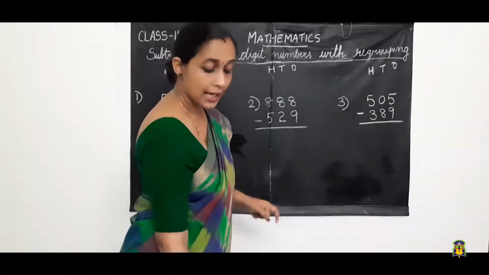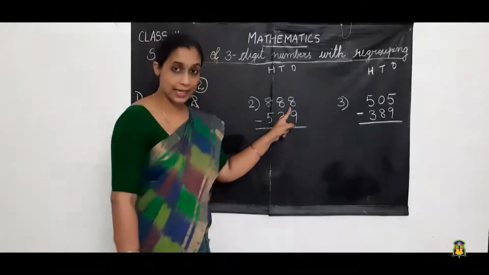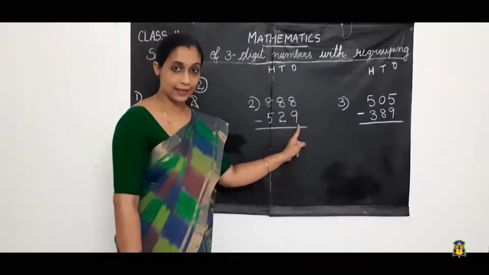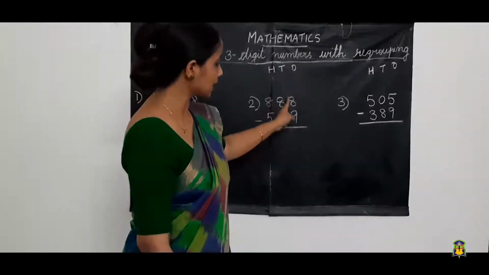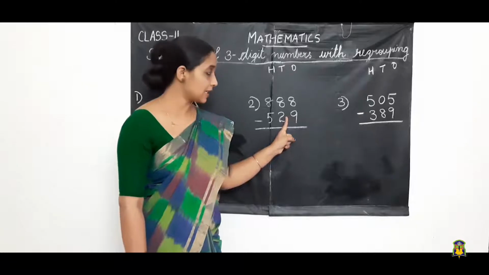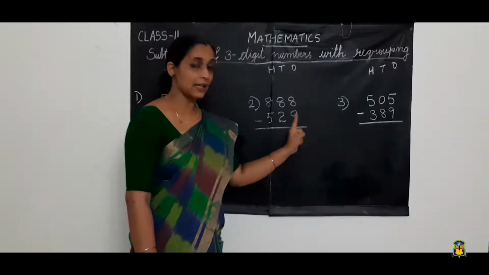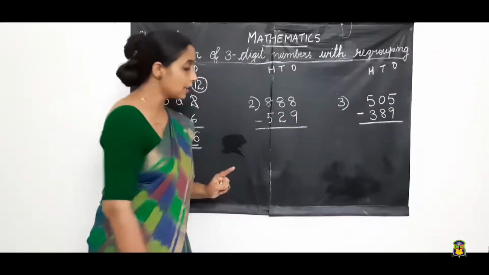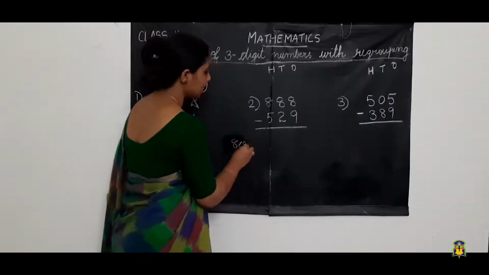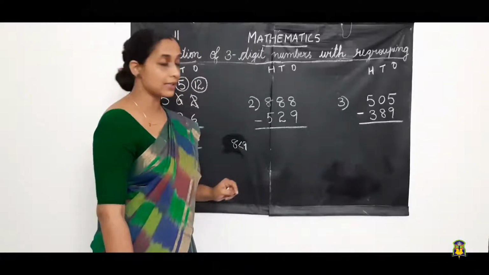That is 888 minus 529. Same way we are doing the subtraction in ones place first. In ones place we have the digits 8 and 9. Is subtraction possible? No. Why? 8 is less than 9. So subtraction is not possible.